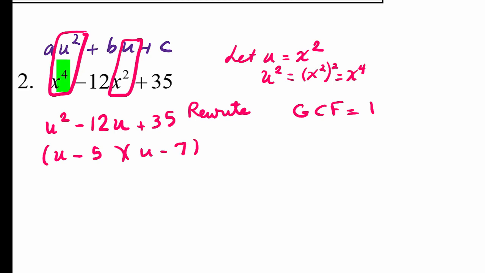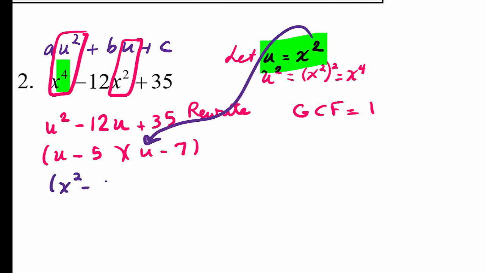But now don't stop here as your final answer, because your original problem was not in this new variable u. Your original problem was in x, right? So now we go back to use the fact that we know that u is x squared, and we're going to substitute it back in there. See that? So then we're going to write x squared minus 5 times x squared minus 7.